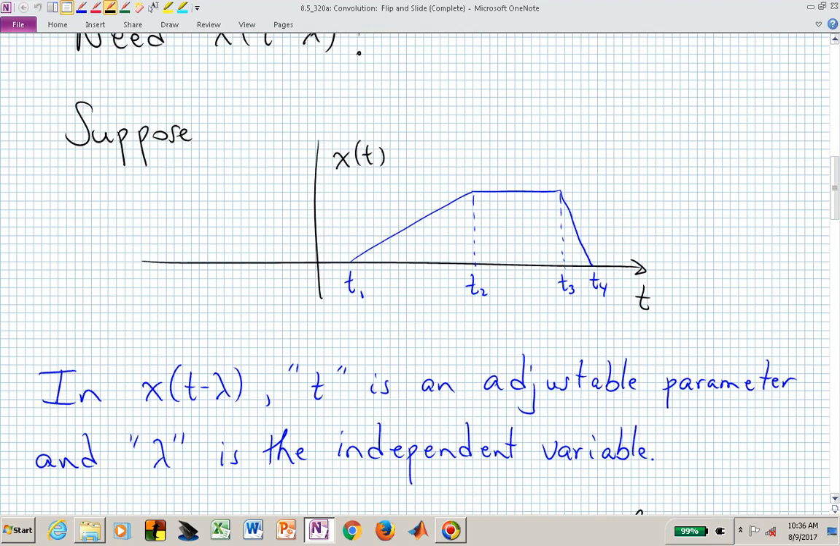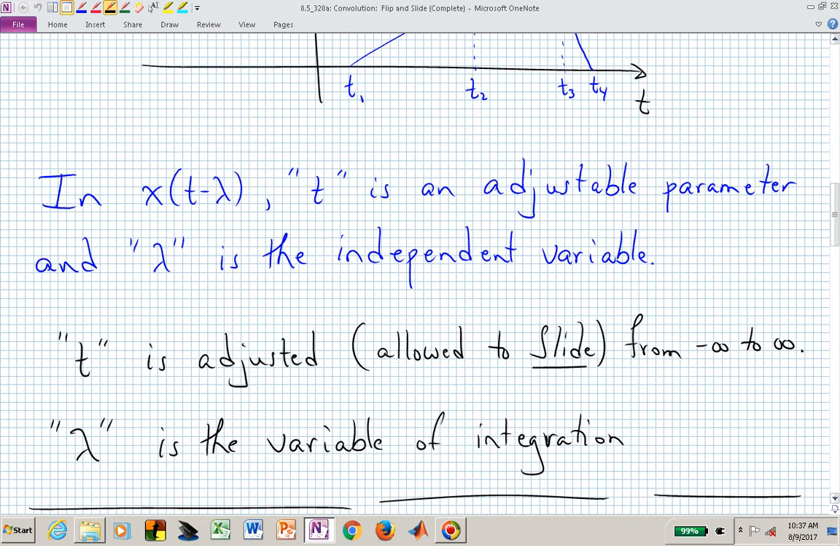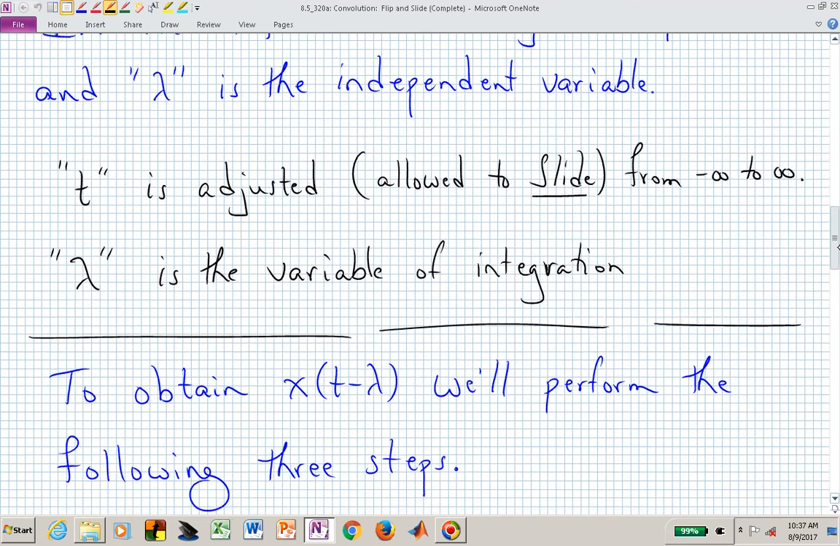Another important concept to keep in mind is we're going from x of t to x of t minus lambda, but in the x of t minus lambda expression, lambda is our independent variable, and it's the variable of integration in the convolution process. T is in fact an adjustable parameter that we allow to move from minus infinity, which is way over to the left on our lambda axis, to way over to the right when we allow t to move closer to positive infinity. So we're adjusting t from minus infinity to infinity, and lambda is our variable of integration.